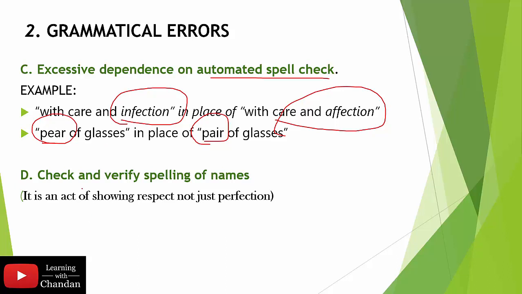The last important point is verifying all the spellings of the names of authors, scientists, researchers, or any other character we have used in our manuscript, because a wrong spelling of a name is an act of disrespect, and it will not lead to perfection.